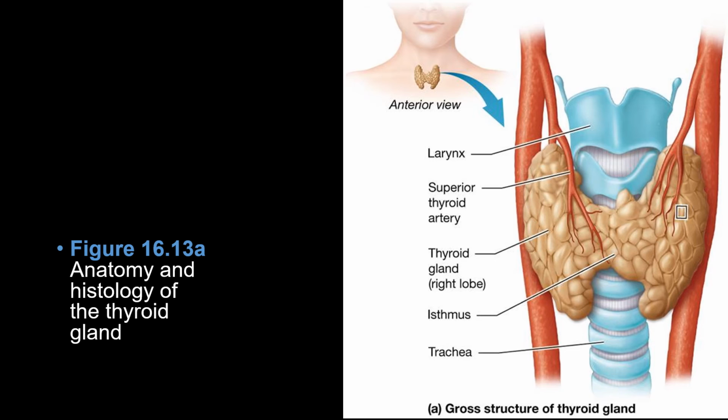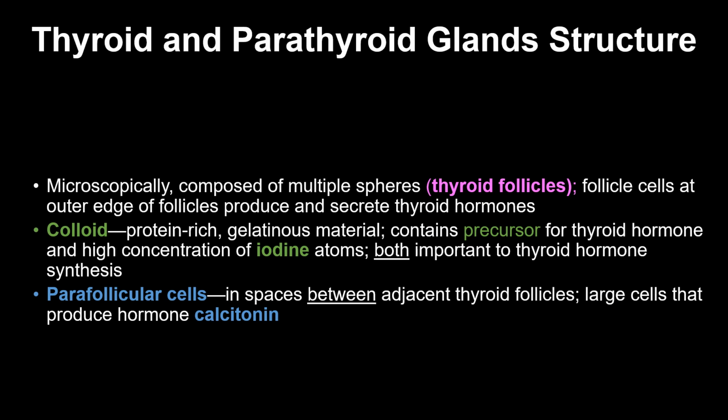And here we see the thyroid itself. The interior of one of these follicles is filled with colloid, a protein-rich gelatinous material, which is where the precursor of thyroid hormones is stored. Colloid also contains a high concentration of iodine atoms, which are required for thyroid hormone synthesis. And between the thyroid follicles lie clusters of parafollicular cells.